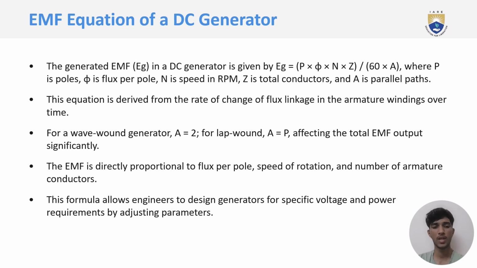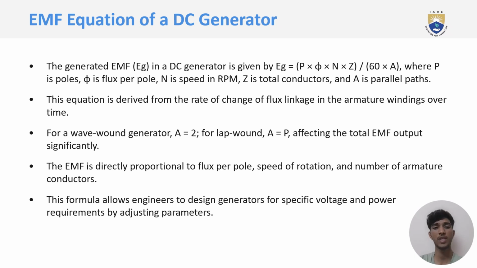EMF equation of a DC generator. The generated EMF of a DC generator can be calculated using the formula Eg = PΦNZ / 60A, where P is the number of poles, Φ is the flux per pole, N is the rotational speed in RPM, Z is the number of conductors, and A is the number of parallel paths.